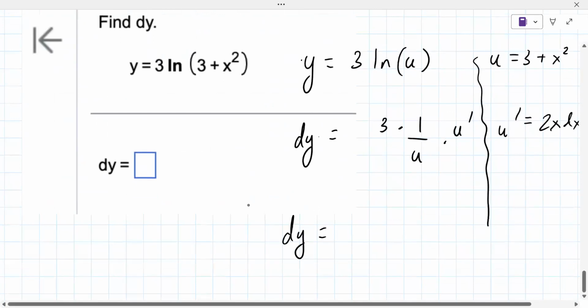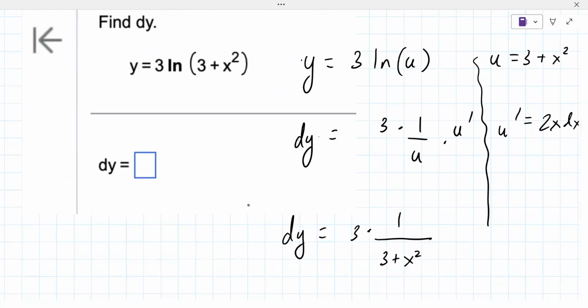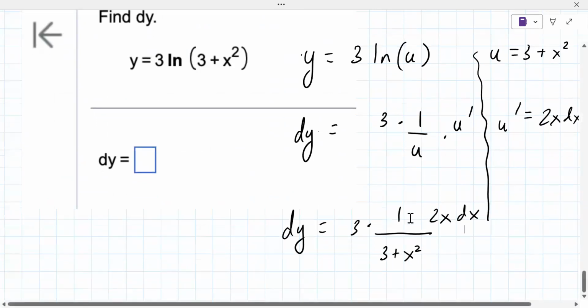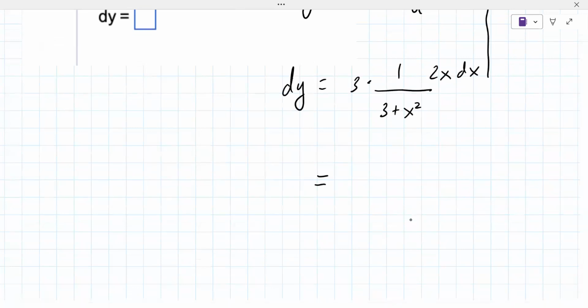So dy is 3 times 1 over 3 plus x squared, and u prime is 2x dx. If we wanted to clean this up a little bit, to make it easier to type in, it's 6x dx over 3 plus x squared. Like that. Okay.